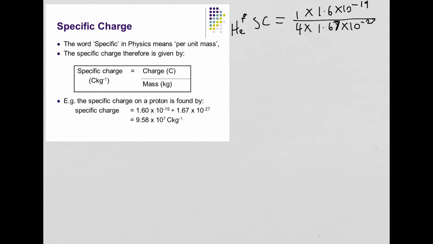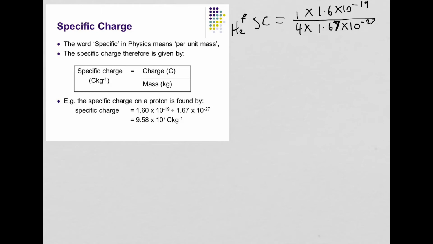That's a 7. There we go. And that's how we would work out the specific charge of a helium atom that's singly positively ionised. Now you might question, why have I not added the mass of the electron? There's still 1 electron in there. If it's only plus 1, there must still be an electron in there cancelling out the other proton.